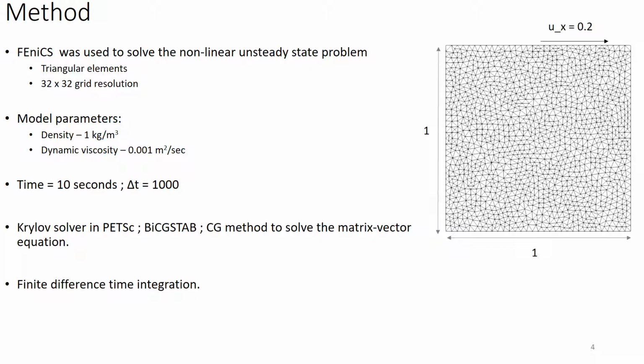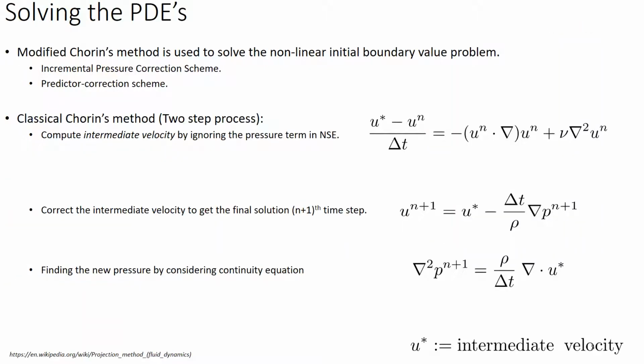We have a 32 by 32 grid and we use triangular elements to solve in FEniCS, and we solve the entire system from 0 to 10 seconds in 1000 steps, and the time integration is using the forward difference method, and we have different solvers to solve the three differential equations and their corresponding weak forms.